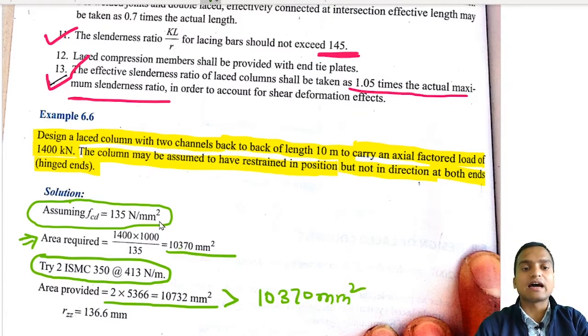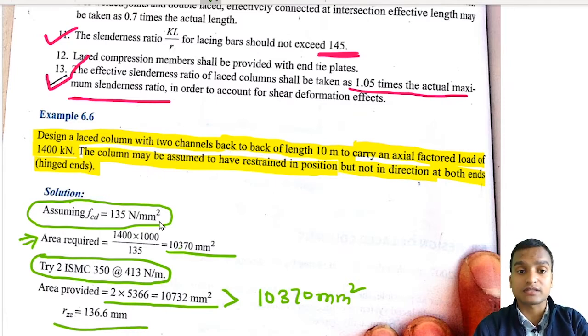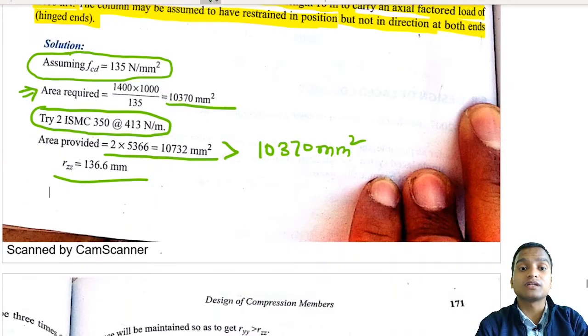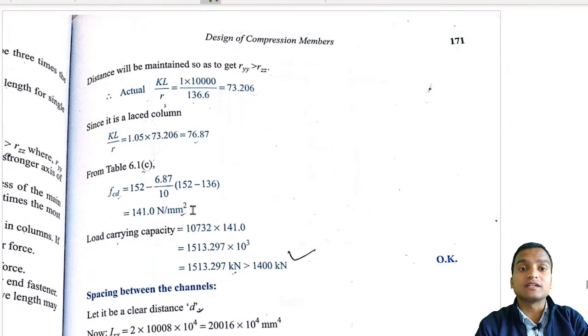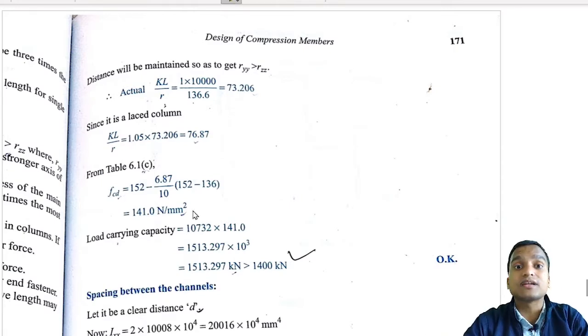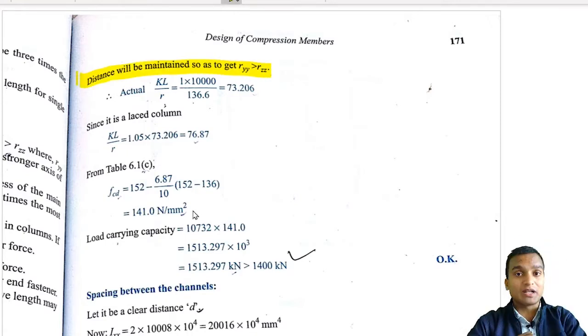Now in this case RZZ, which is the minor axis, is equal to 136.6, but as we have learned, in this case RYY will become greater than RZZ. So RZZ is the minimum value of radius of gyration, so we have to calculate the slenderness ratio as per this value. So let us calculate first of all. The same thing is written here. The distance between the two channel sections will be maintained in such a way that RYY will become greater than RZZ. So of course RZZ is the minimum value of radius of gyration.